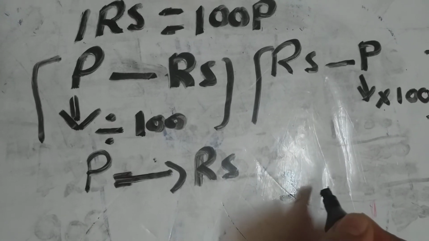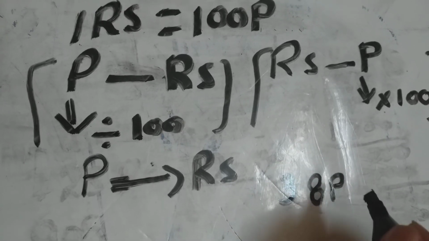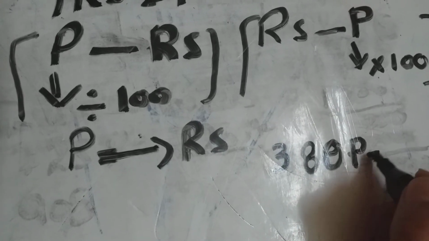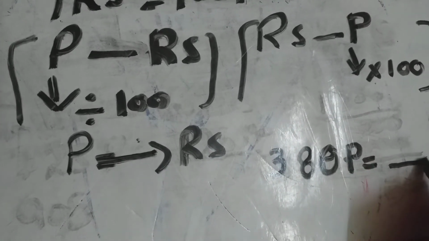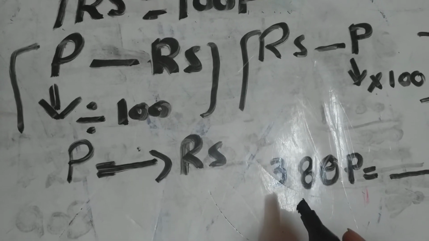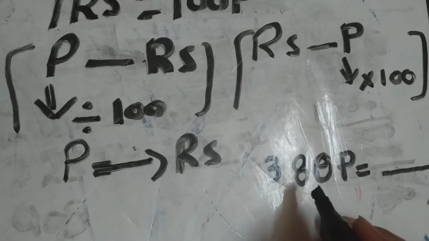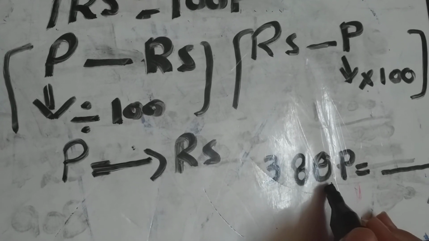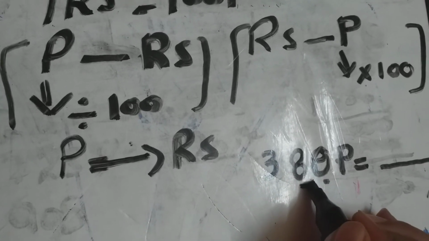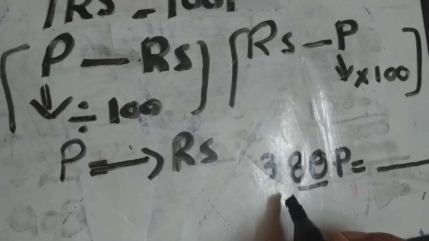Suppose we want to convert 380 paisa into rupees. So for this, what will we do? Girls, if you want to convert this paisa into rupees, first of all we need to count two digits from the right. Here from the right we count 1 and 2, these two digits, and then we put a point here.